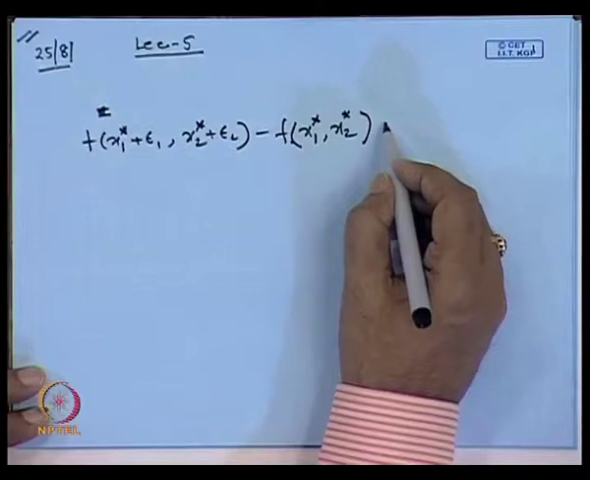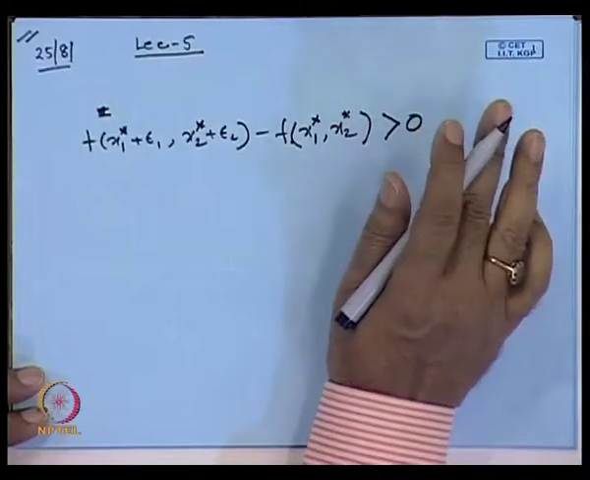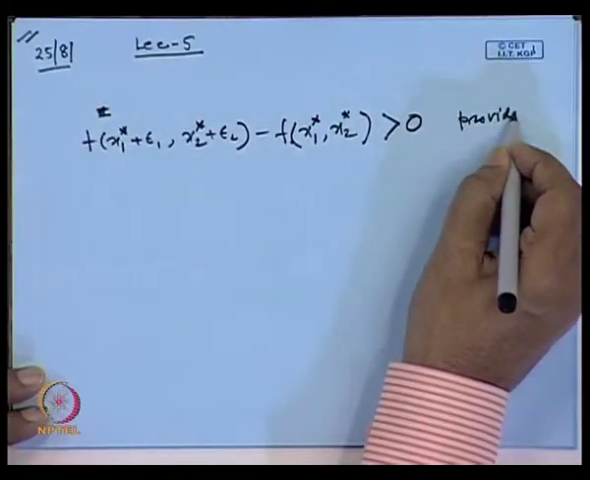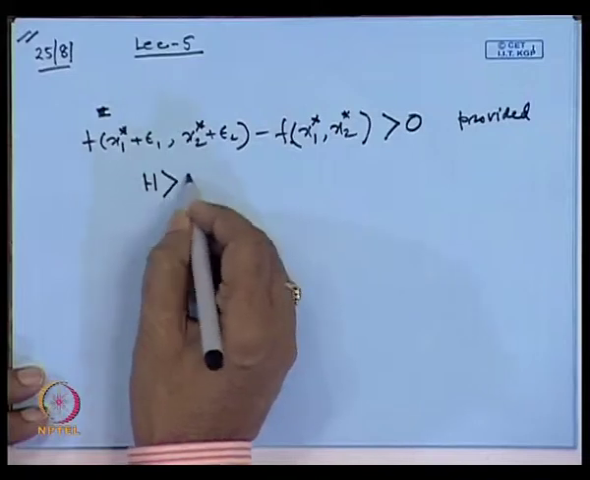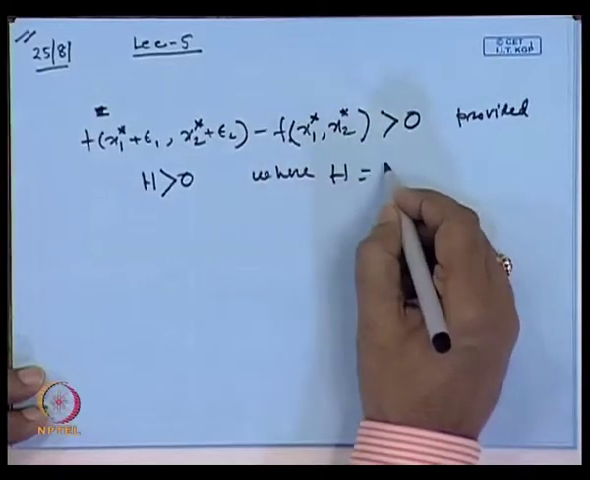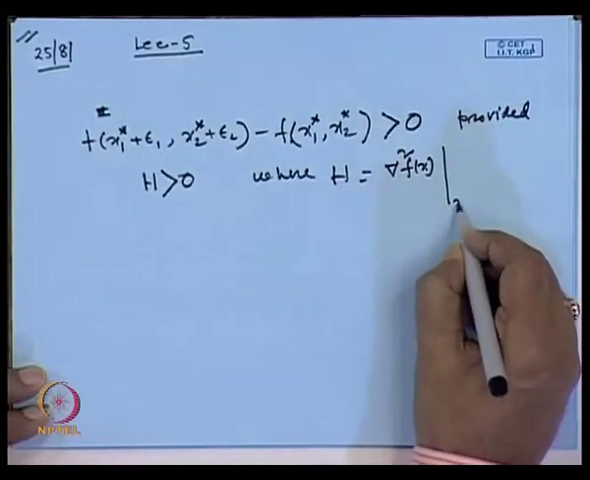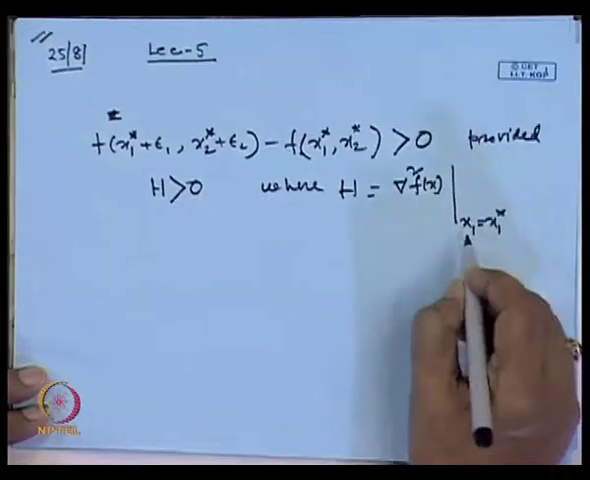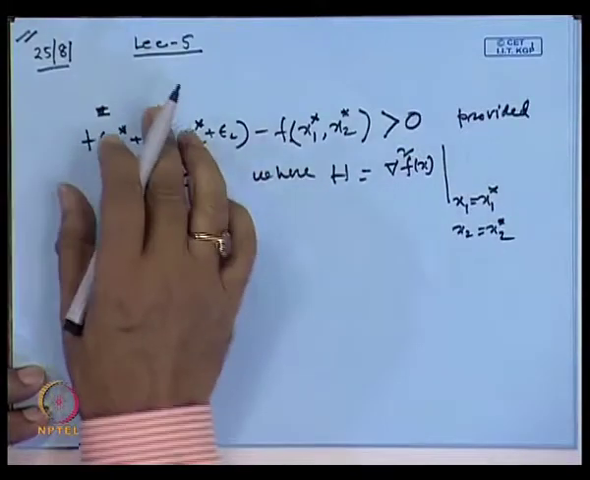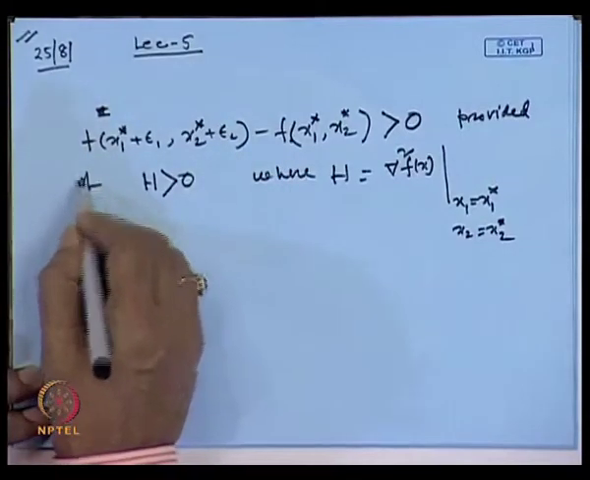will be greater than 0 provided H is greater than 0, meaning H is a positive definite matrix, where H is nothing but the derivative of the gradient, or Hessian matrix, evaluated at x1 equal to x1 star and x2 equal to x2 star. If this is a positive definite matrix, this indicates that we have reached the minimum value of this function.